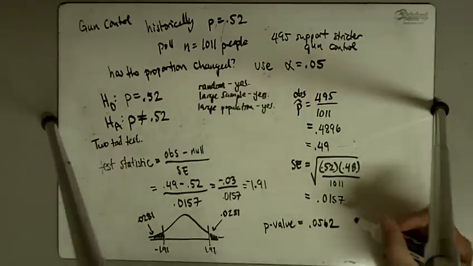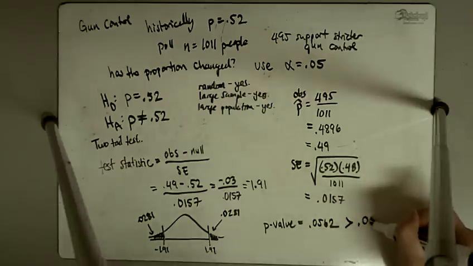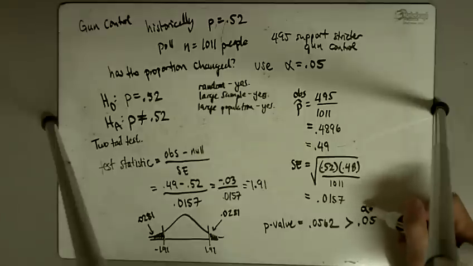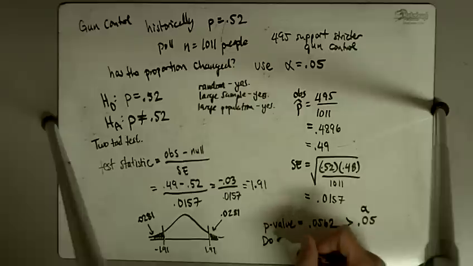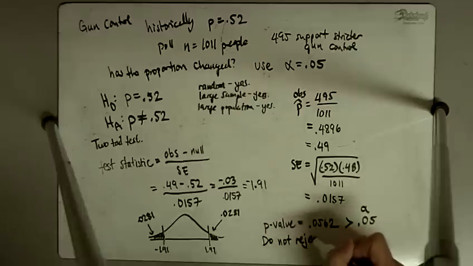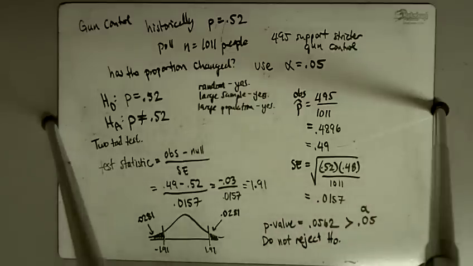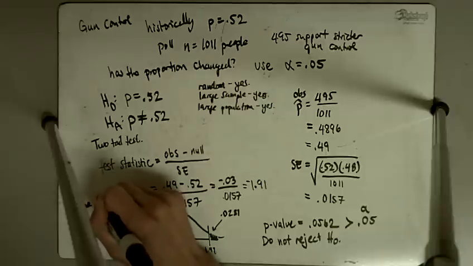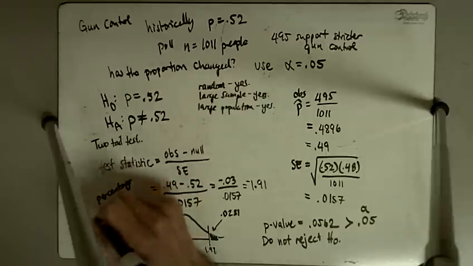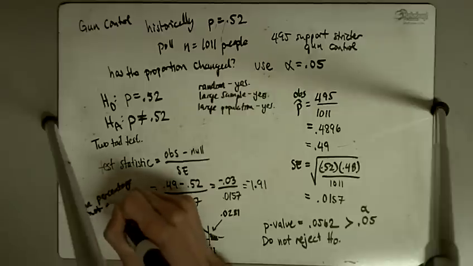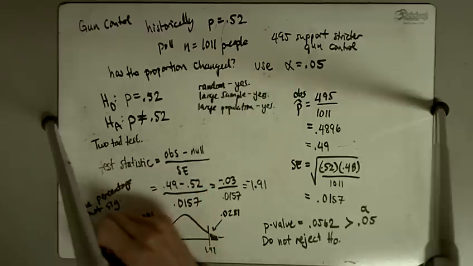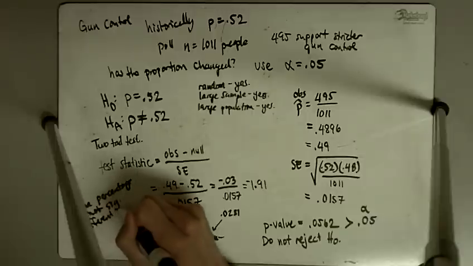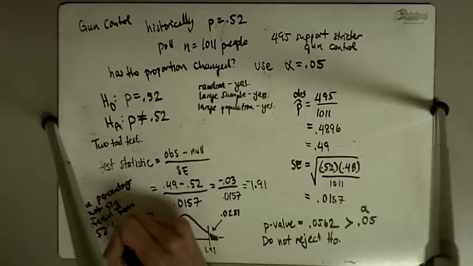This is larger than my alpha, which is 0.05, just barely larger than my alpha, but it's larger, so I do not reject the null. And so that means the conclusion that I've come to is that the percentage is not significantly different from 52%.